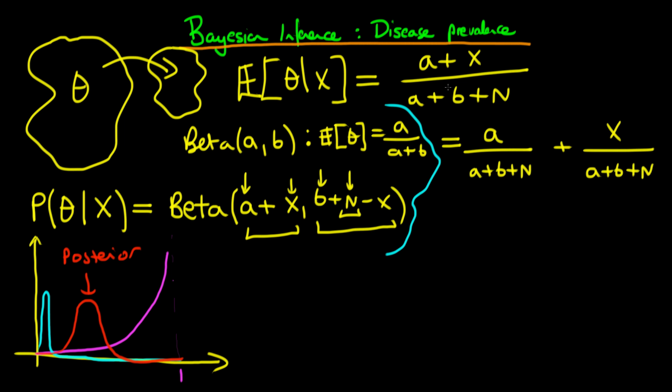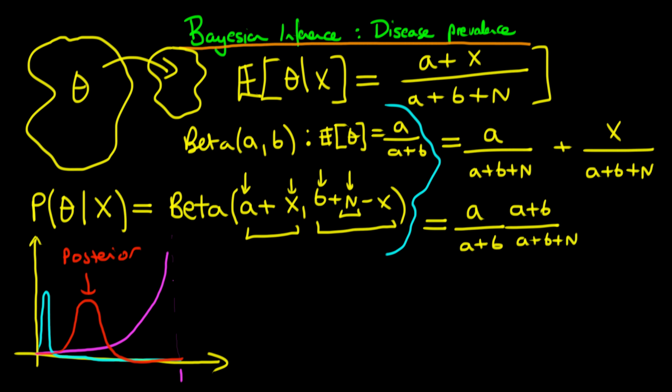So all I've done is just separated this expression out into its two corresponding individual fractions. Then I'm going to rewrite this first term as a over a plus b, and note that the way I've written that is the prior mean, times, well, I have to multiply it through by a plus b over a plus b plus n.